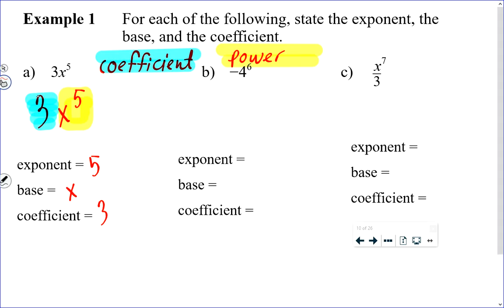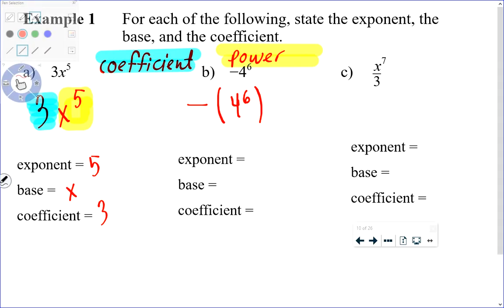If we take a look at b, b means negative 4 to the 6th. Let me repeat that. b means negative 4 to the 6th. I've put a deliberate pause in between me saying negative and me saying 4 to the 6th, because it doesn't mean negative 4 is being raised to the 6th. It means this is equal to negative of 4 to the 6.